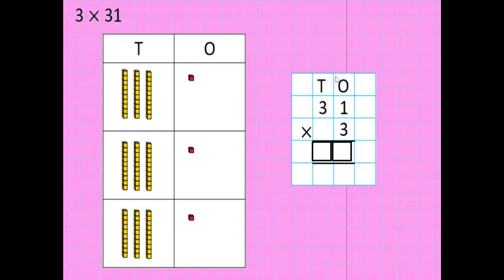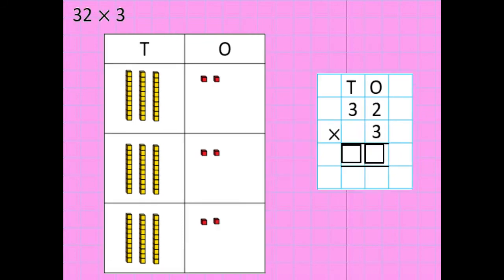Okay, so let's have a look in the ones column. So 1 times 3 is 3. And then we go diagonally. 3 times 3 is 9. So we put them together and we have 93. Well done if you got it right.